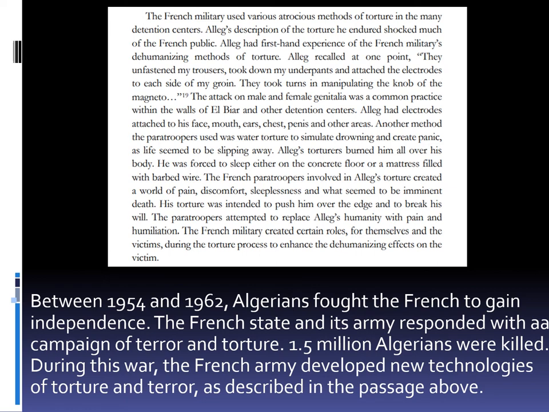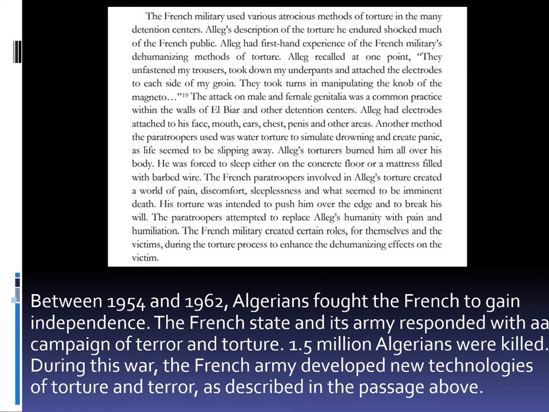Algeria was one of the French colonies on the African continent, and the Algerian people rebelled. They fought back against French dominance of their state. So between 1954 and 1962 was an extended civil war within Algeria, the Algerian War. And it wasn't really a civil war because it was between Algerians and the French. This war was notable for a number of reasons. Firstly, the absolute brutality of the war, the way in which civilians were targeted, and the death toll. 1.5 million Algerians were killed.